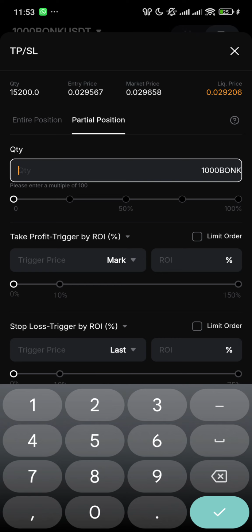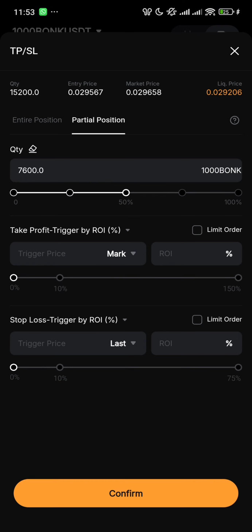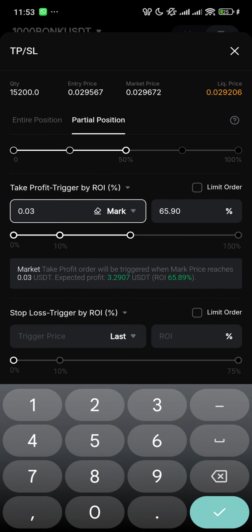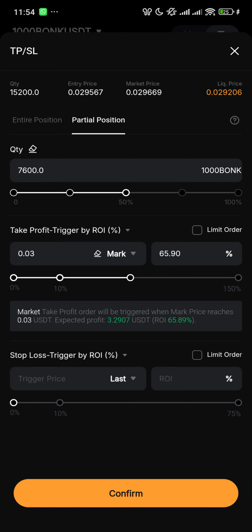the quantity you want to take and the amount. Let's say at the first instance I want to take 50% when it gets to take profit 1, so that's 0.03. You can see this is the amount that would get triggered at this price point. This is the limit order, right? So you click on confirm.